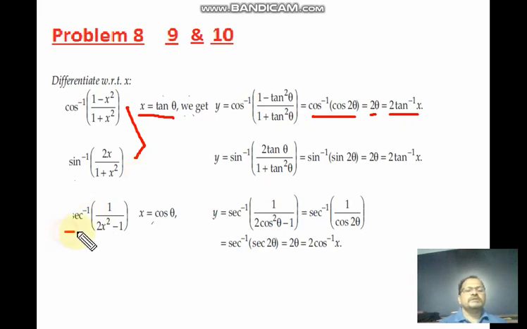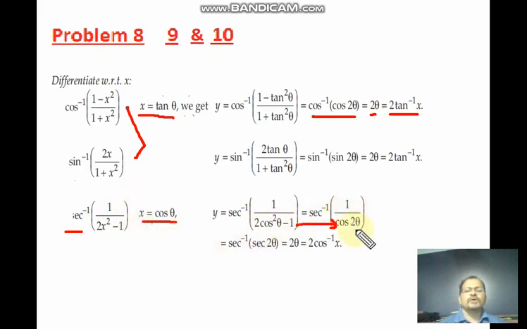10th problem, sec inverse of 1 upon (2x square minus 1). Now here if I put x equal to cos theta, I have the formula 2 cos square theta minus 1 is equal to cos 2 theta. Therefore I have used this substitution. If I put x equal to sin theta, then I get 2 sin square theta minus 1, no such formula is there. If I put x equal to tan theta, then I get 2 tan square theta minus 1, no formula is here, and therefore x equal to cos theta is the substitution used here.